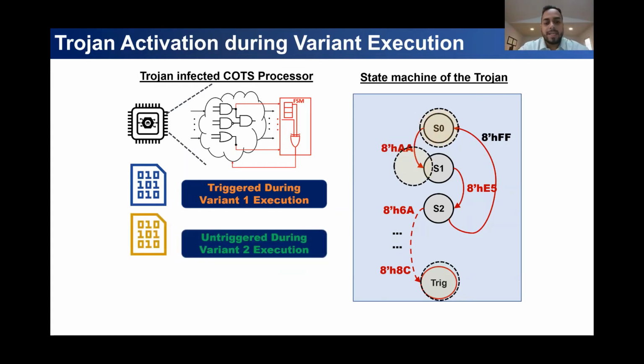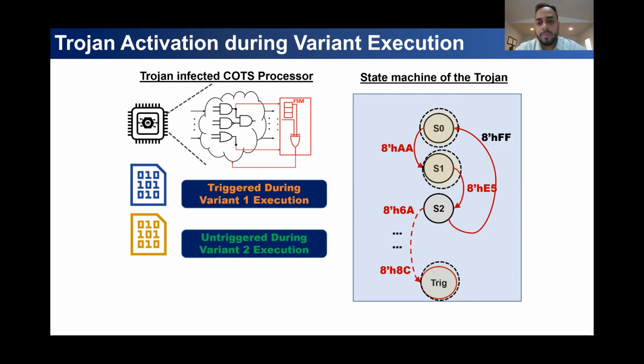Now, if you run a second variant, which is structurally very different in terms of its code, the internal activity of the processor will become very different. And that is why when variant 2 executed, the same Trojan did not activate. It only moved from state S1 to S2, and it did not reach the trigger state. So you can assume that the variable that got impacted in variant 1 execution did not have the same impact on variant 2. Most likely the variable's value is correct when variant 2 is executing.